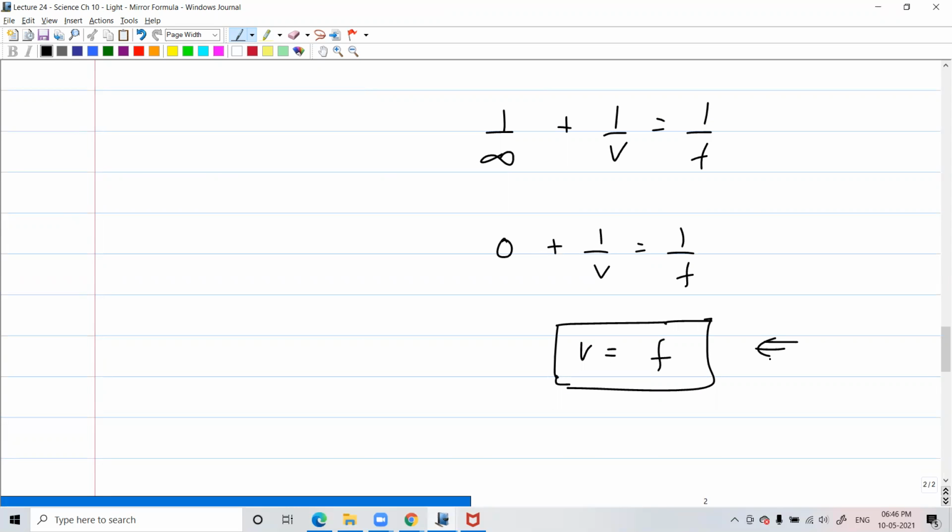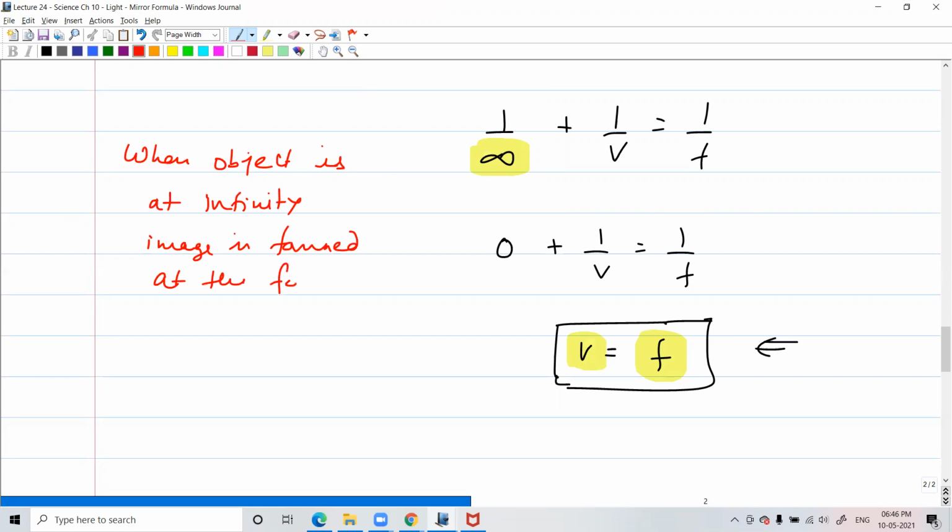Are you surprised by seeing this result? When the object is kept at infinity, the image is formed at the focus. Remember the result, all of you? Yes, sir. So this is what it is. It can be proved mathematically also. When the object is at infinity, the image is formed at the focus because v is equal to the focal length of that mirror.